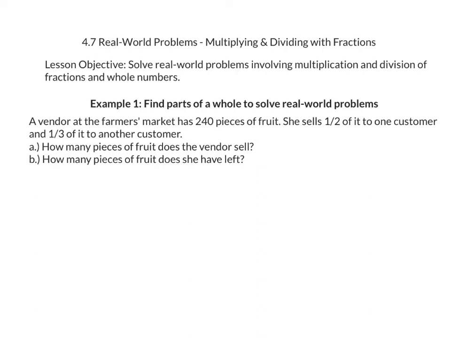So I'm going to start by highlighting my key pieces of information, which is 240 pieces of fruit. Sells half of it to one customer, 1/3 of it to another customer. The questions that we're answering are how many pieces of fruit does the vendor sell, and how many pieces of fruit does she have left. We're going to start by drawing ourselves a bar model.